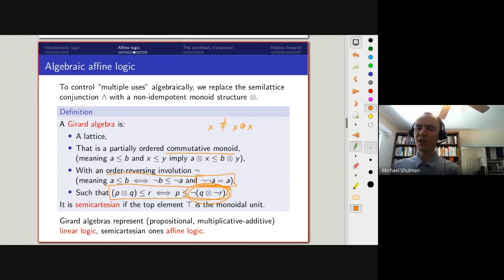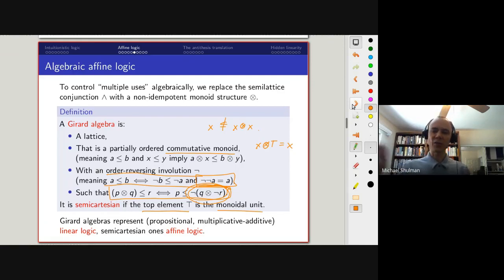A Girard algebra is the algebraic version of linear logic. I'm going to be mostly interested in the version of affine logic, which allows us to not use a hypothesis if we want to, even though we're not allowed to use it more than once. And in that case, the Girard algebra is semi-Cartesian. So that means the top element of the lattice is also the unit for the monoidal structure. So x tensor top is equal to x. So it's a semi-Cartesian Girard algebra, which represents what's called affine logic.